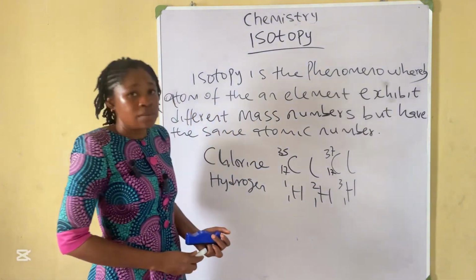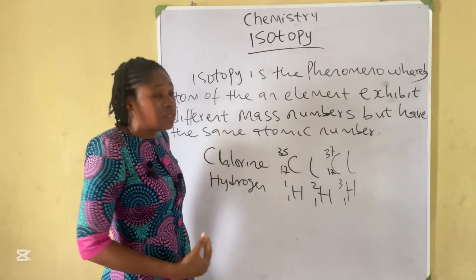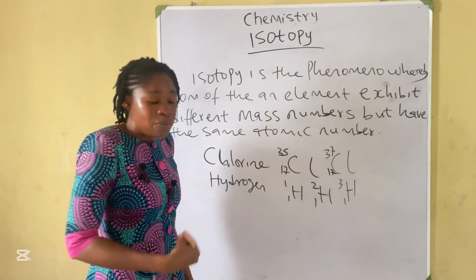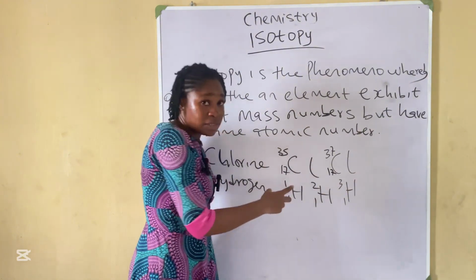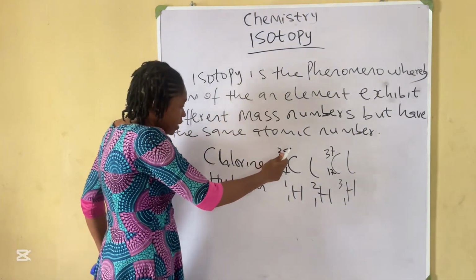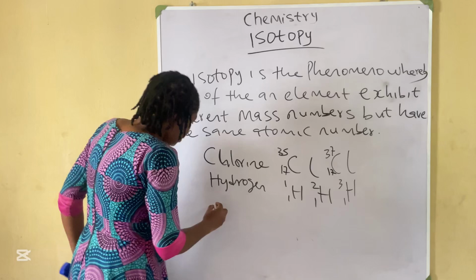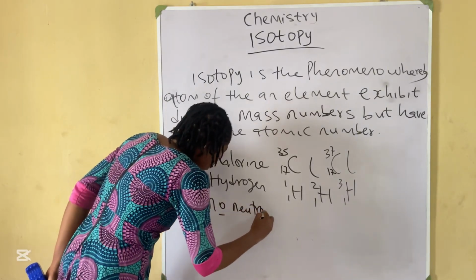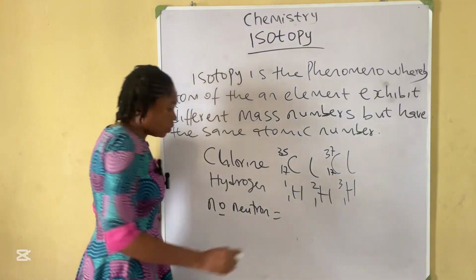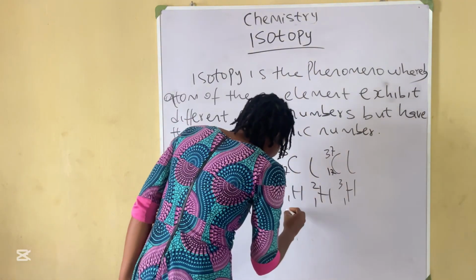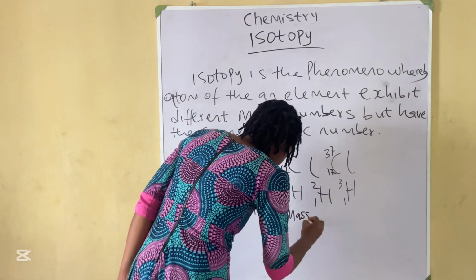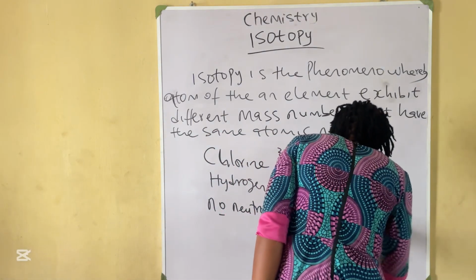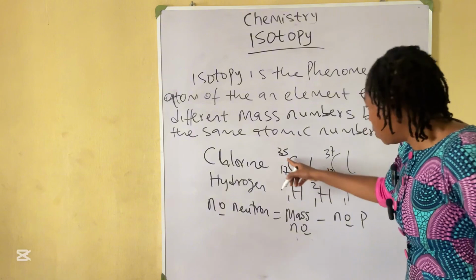So the difference in mass number is because of the difference in the number of neutrons present in the atoms of this element. Look at this chlorine with mass number 35. Remember, if you want to find the number of neutrons, it is mass number minus number of protons, that is, minus the proton number.